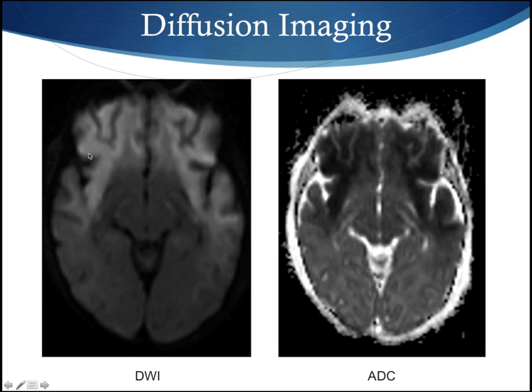Here are the findings that we typically see on diffusion-weighted imaging, and you can see profound increased signal within the frontal and temporal lobes on the diffusion-weighted imaging with a corresponding decrease in signal on the apparent diffusion coefficient map.